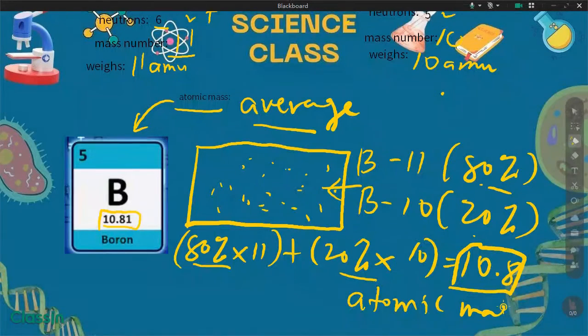So again, the atomic mass is the average mass number, or the average number of protons and neutrons, of all the isotopes of an atom. You will see here that that's where they got the average that they put here on this atomic mass.